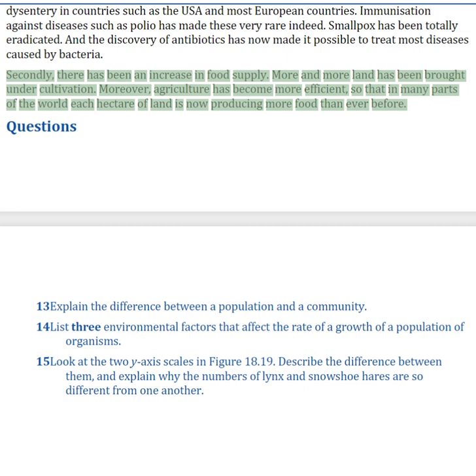Secondly, there has been an increase in food supply. More and more land has been brought under cultivation. Moreover, agriculture has become more efficient, so that in many parts of the world each hectare of land is now producing more food than ever before.